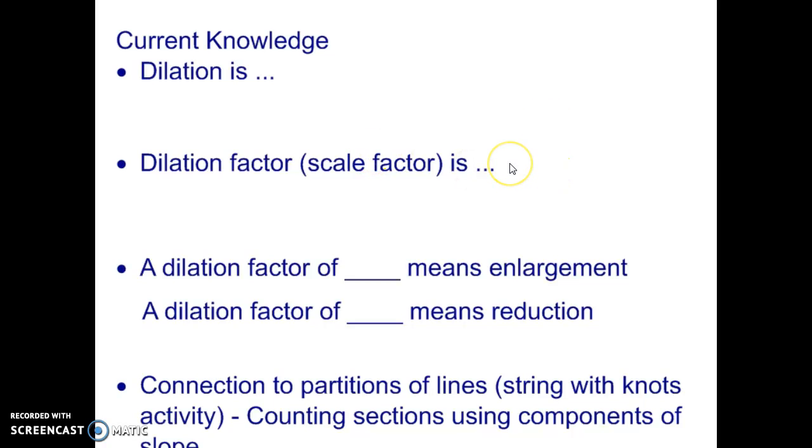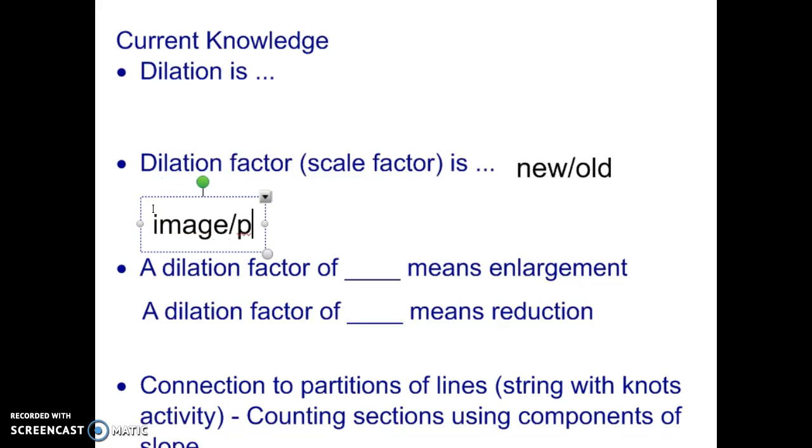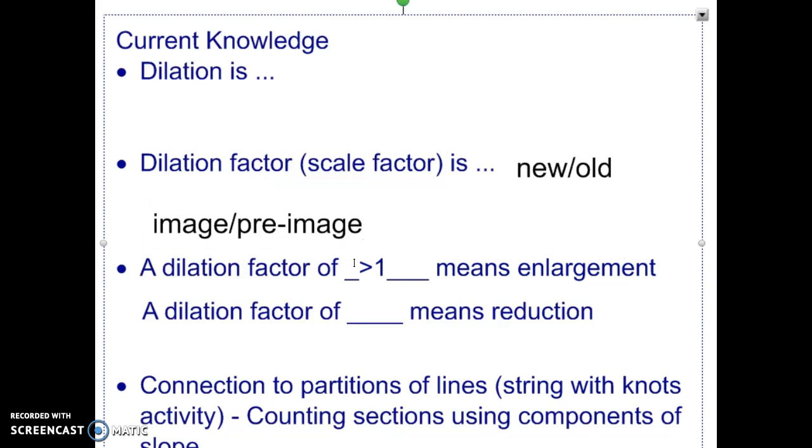So the dilation factor or the scale factor is the new divided by the old, right? So it's either new divided by old, or you also might see that as image divided by pre-image. If the dilation factor is bigger than 1, that means it's going to be an enlargement. The new shape is going to be bigger than the old shape, and if it's less than 1, then it's going to be a reduction. If it's equal to 1, then the two shapes are going to be congruent.